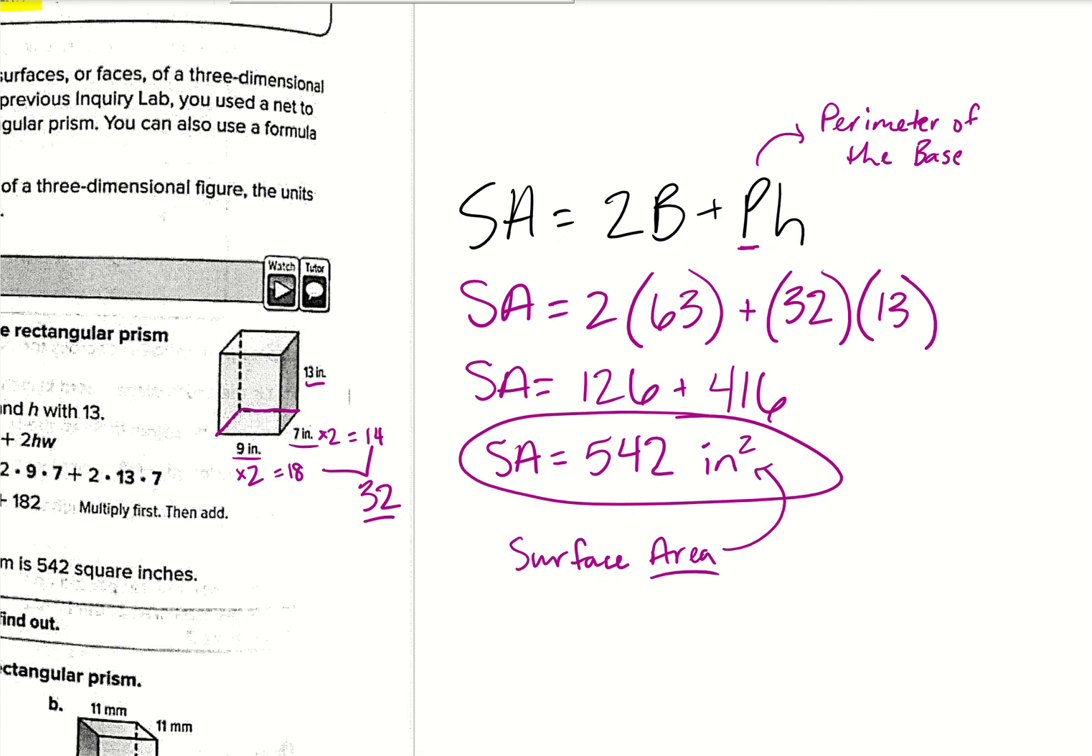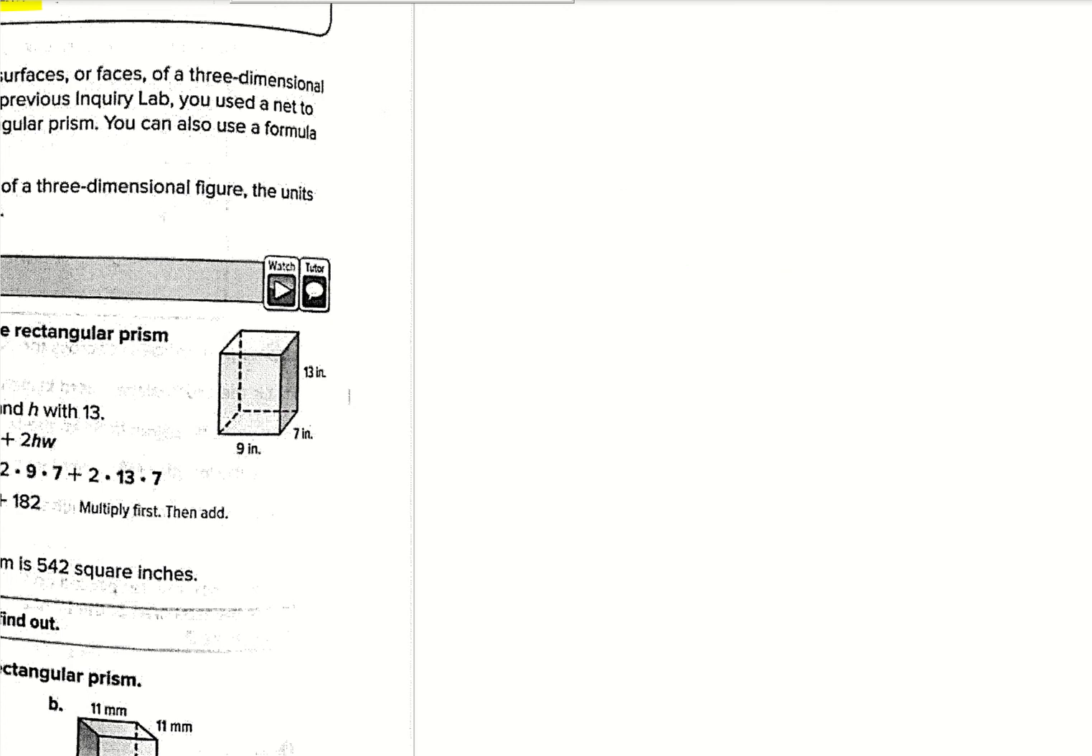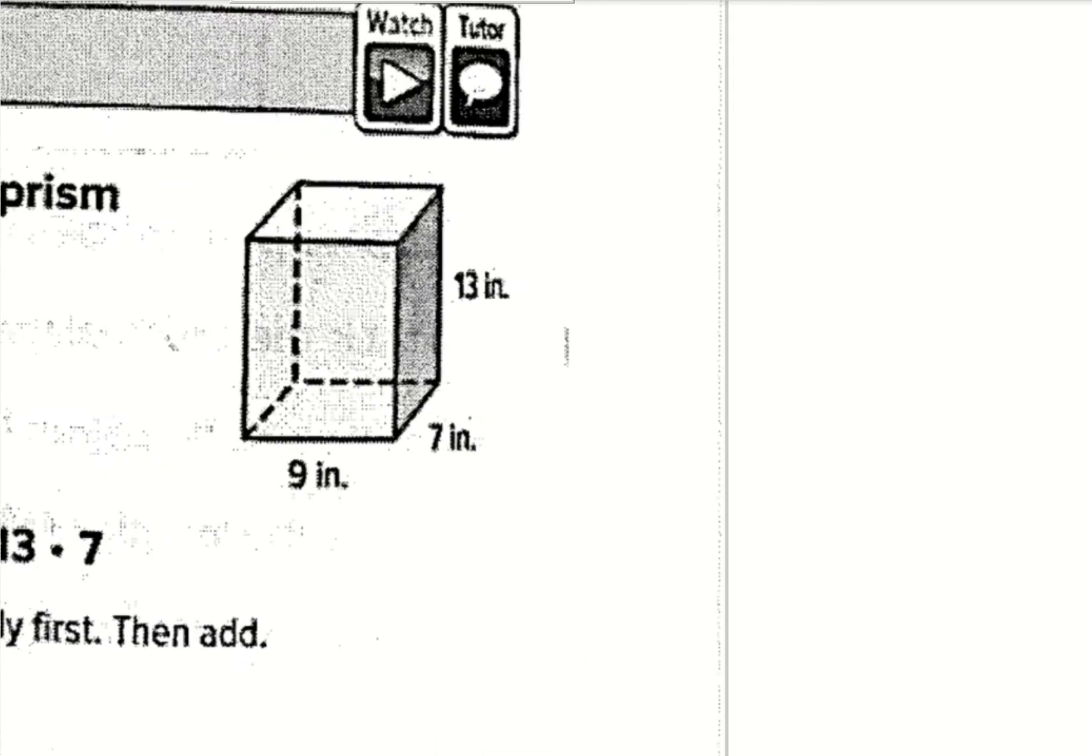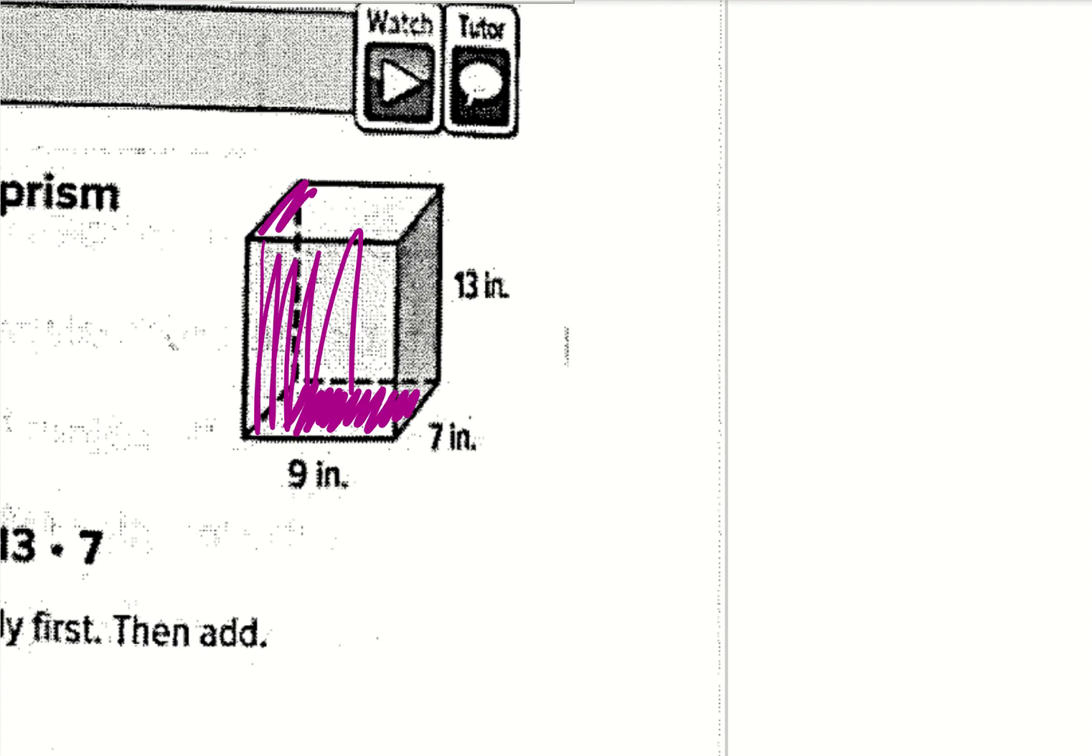for our surface area. Okay, if you choose to do this the other way, where we don't use this formula, if you wanted to copy this down, go ahead and pause the video and do it now, because I'm going to go ahead and move on. All right, so if you wanted to do this the other way, just a reminder, I would find the front, and then I would find the bottom, and then the top, and then the right side, the left side, and the back.